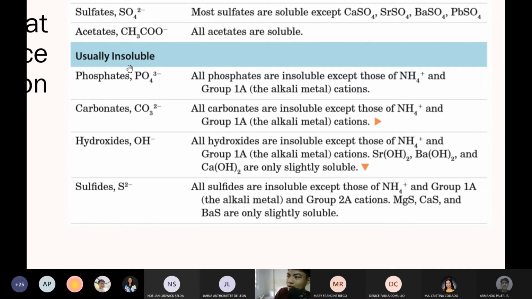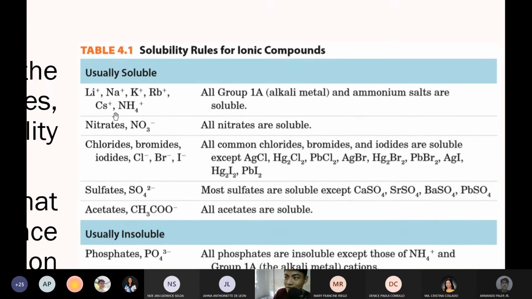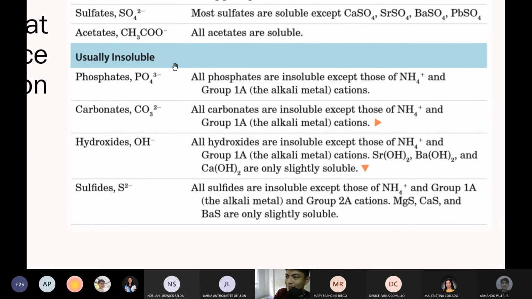So, let's talk about usually insoluble. You have your phosphate. Sabi dito, all phosphates are insoluble unless you pair them with ammonium and group 1. Yung lithium, sodium, potassium, hindi pala, lithium, potassium, sodium, rubidium, cesium. So, they will be soluble if you pair it with them, the group 1 and the ammonium, but otherwise, they will be insoluble.